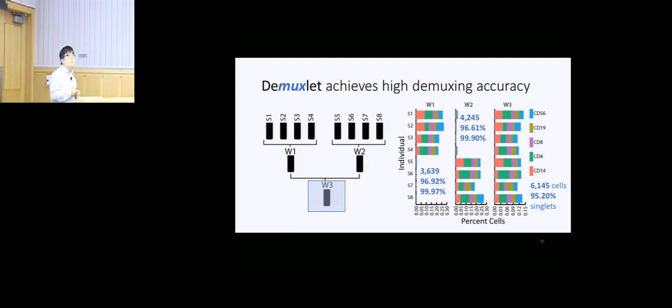I have a question regarding the doublets. Why are you throwing away the data from the doublets? If you deconvolute with the genetic barcode, with the fingerprint, you might be able to look at the doublets as if they were single cells as well, because you have both data sets.